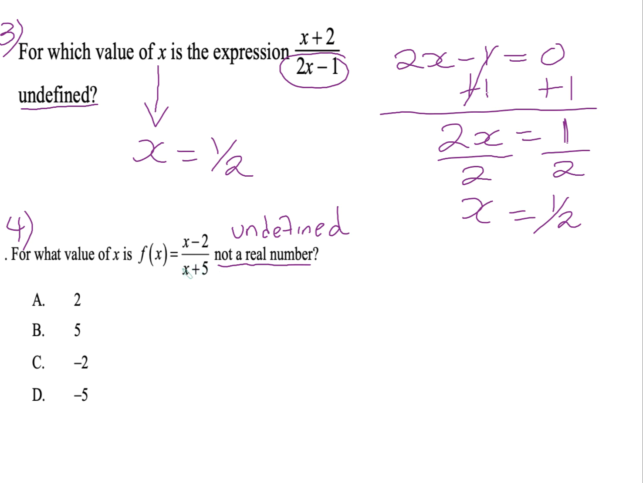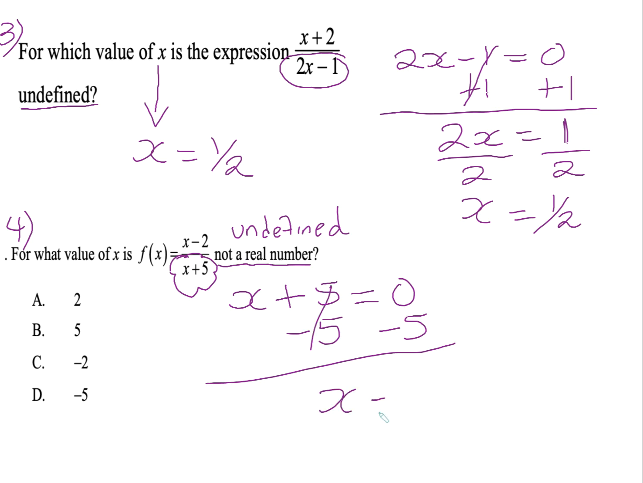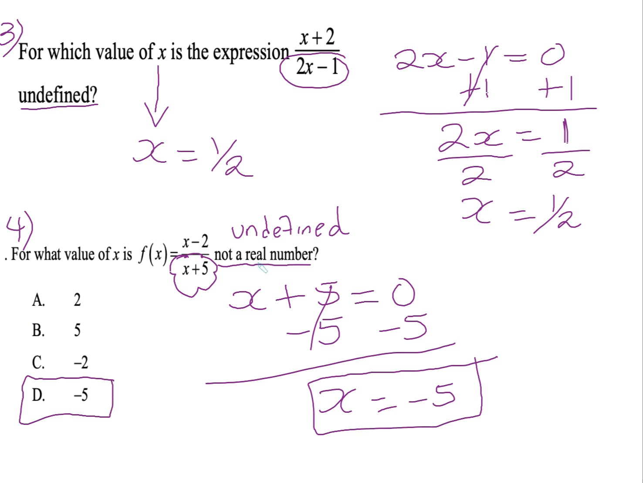So again, undefined means that your denominator should equal 0. So I'm going to take my denominator, which is x plus 5, set it to 0, and solve for x. I'm going to subtract 5 from both sides. x equals -5. So the value for x that I'm looking for is -5. This one was a multiple choice, so my answer is D. Whenever you see that word not a real number, it means undefined.